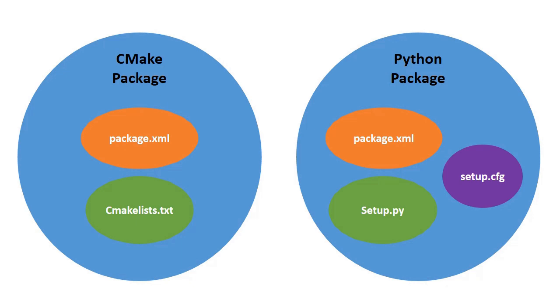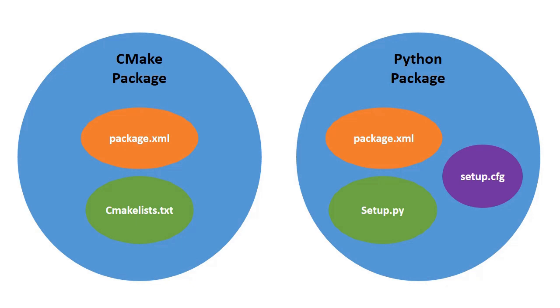ROS2 CMake and Python packages have their own minimum required contents. Example, in CMake, we have package.xml, which contains meta information about the package. Example, package name, its version, maintainer, license, etc. And CMakeLists.txt, which describes how to build the code within the package. Example, setting the C++ standard to use, compilation options, dependencies, etc.